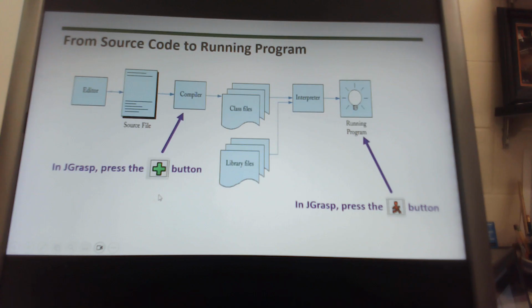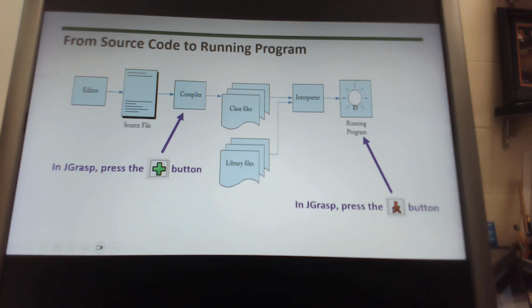And in order to do that, we press the little plus button up there on the top, and I'll show you that again. It's going to check our code for syntax errors, make sure that everything's correct. And if it is, it'll create what we call a class file. And then it'll take those class files, combine it with the Java library that exists, and then the interpreter will put it all together, and then we're going to press the little red man up there, the little running guy, and that's going to run our program.